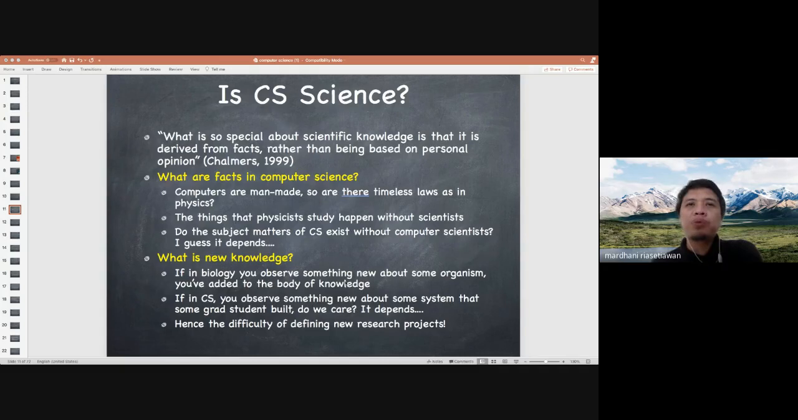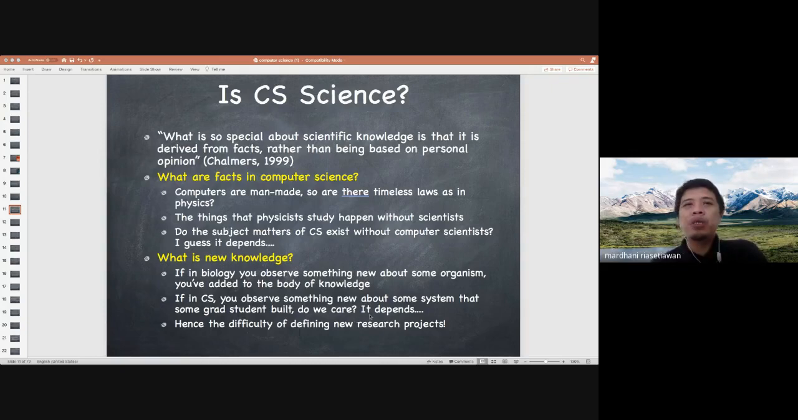When you observe something new about an organism, or find a new organism that was never discovered before, you add it to the body of knowledge. It's just like plug-in features. That's why the knowledge becomes bigger over time. And if in computer science you observe something new about some system that a great student built, it also raises the question: do we care?